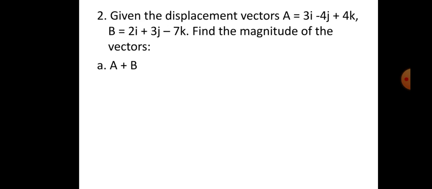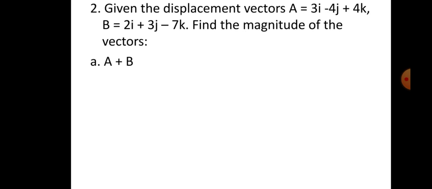Question number 2. Given the displacement vectors A equals 3i minus 4j plus 4k and B equals 2i plus 3j minus 7k, find the magnitude of the vectors A plus B.